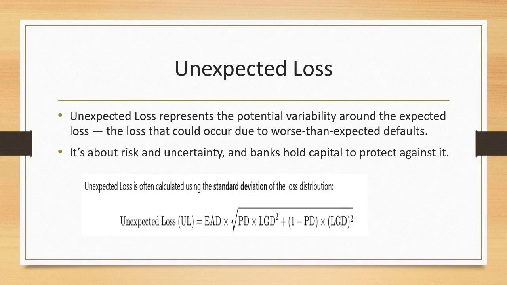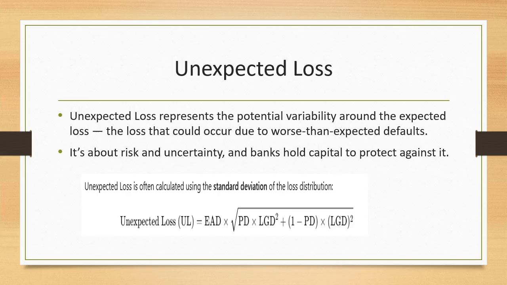Now how do we calculate unexpected loss? Unexpected loss represents the potential variability around the expected loss. When you calculate the expected loss, you are not sure whether that exactly will be the loss you incur. So there is a variability or standard deviation around that which we need to calculate. Unexpected loss helps us calculate a loss that could occur due to worse than expected default. Every time the loss is not the expected one, it could be more than that.